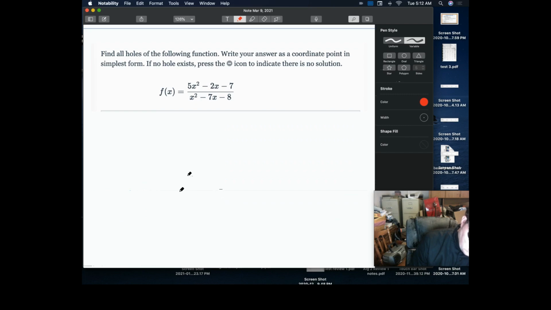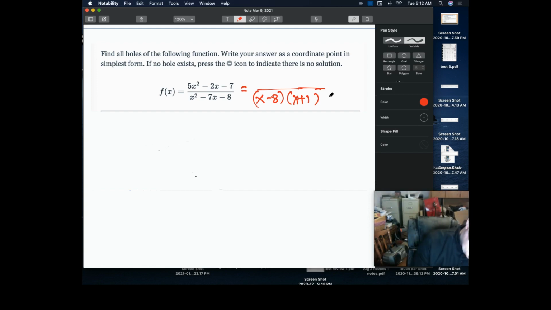Find all the holes. So this is a great experiment of factoring. We're just going to factor the bottom first. It's going to become what? 8 and 1. Right, because I got to get in at 7. 8 minus 1 is 7. Negatives. So it worked out.